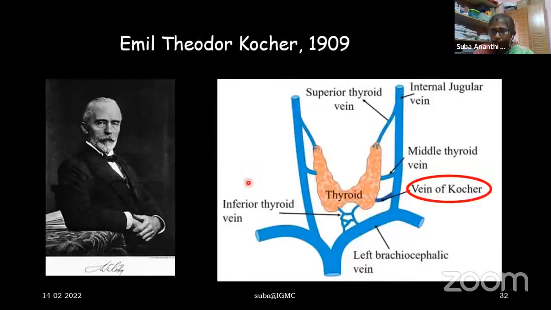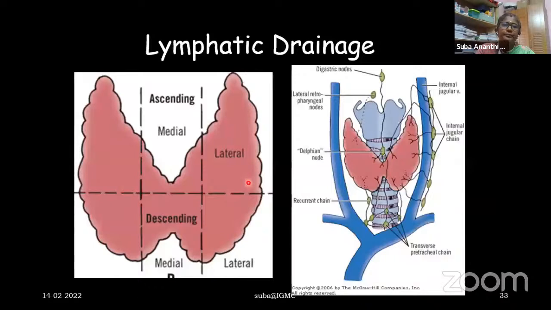We have the 4th vein, which is called Kocher's vein, named after a Swiss surgeon, Emil Theodor Kocher, who was awarded the Nobel Prize in 1909. So it is named after Theodor Kocher. The 4th vein is usually present below the inferior thyroid vein, and if this Kocher's vein is present, it will open into or drain into the internal jugular vein.